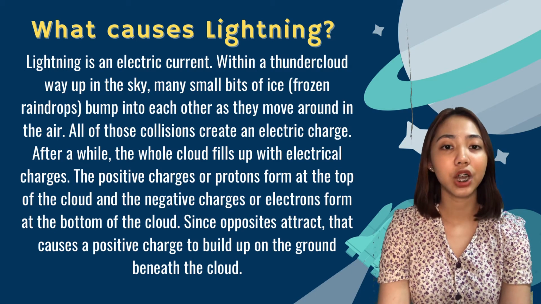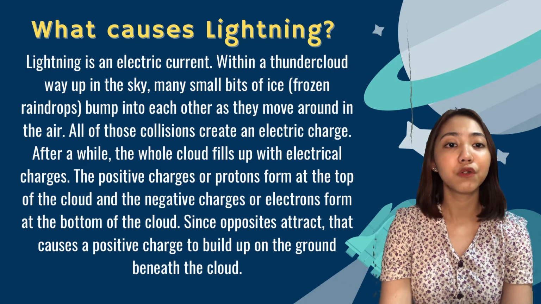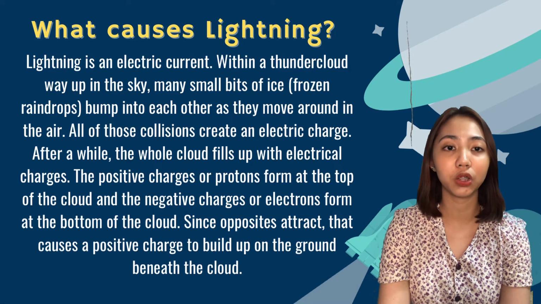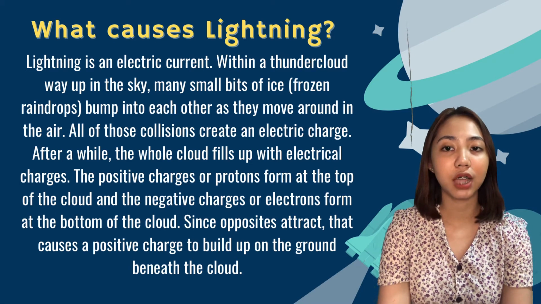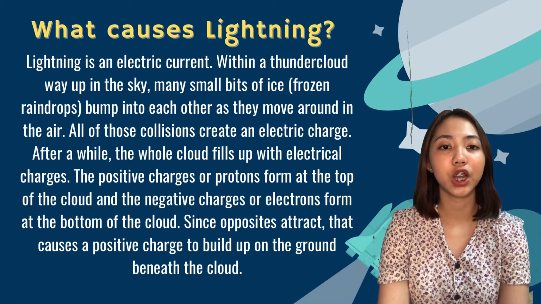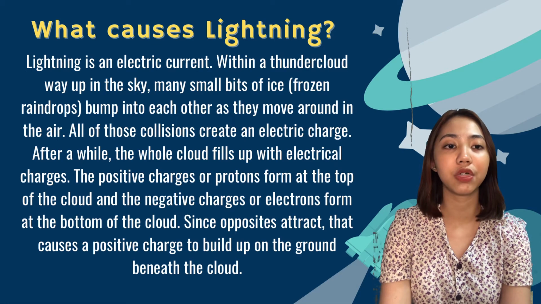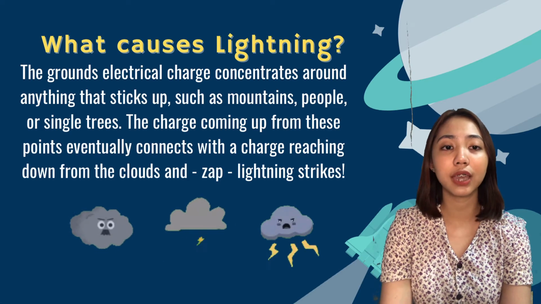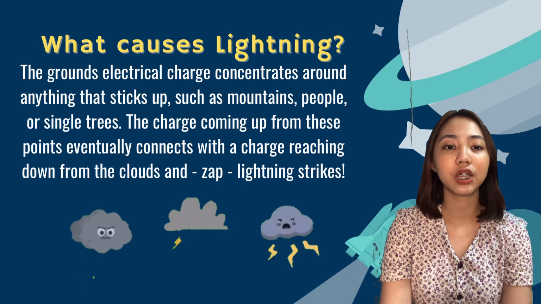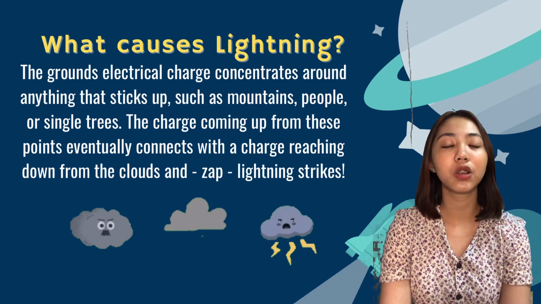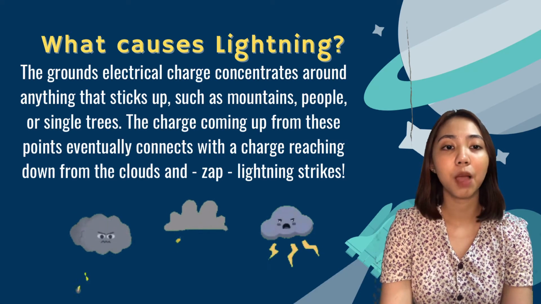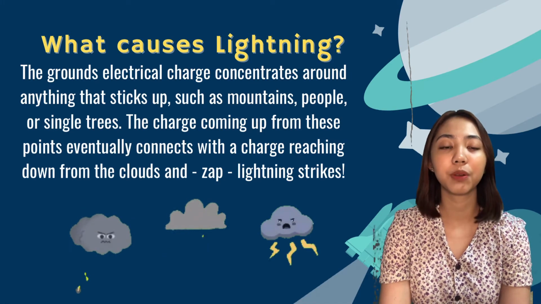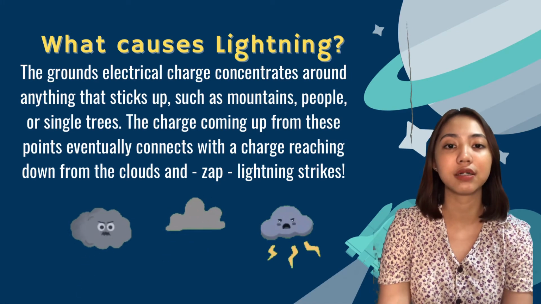After a while, the whole cloud fills up with electrical charges. The positive charges, or protons, form at the top of the cloud and the negative charges, or electrons, form at the bottom. Since opposites attract, that causes positive charge to build up on the ground beneath the cloud. The ground's electrical charge concentrates around anything that sticks up, such as mountains, people, or single trees. The charge coming up from these points eventually connects with the charge reaching down from the clouds, and lightning strikes.